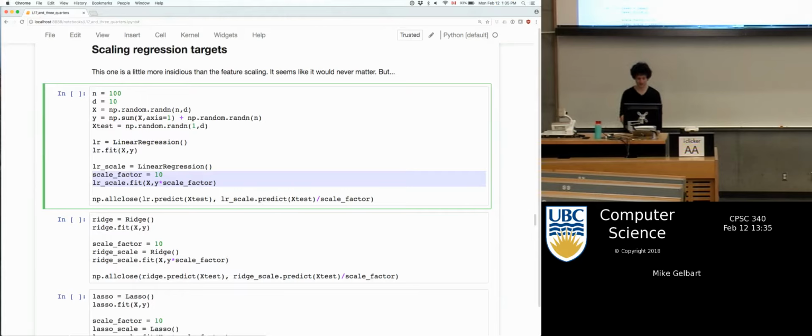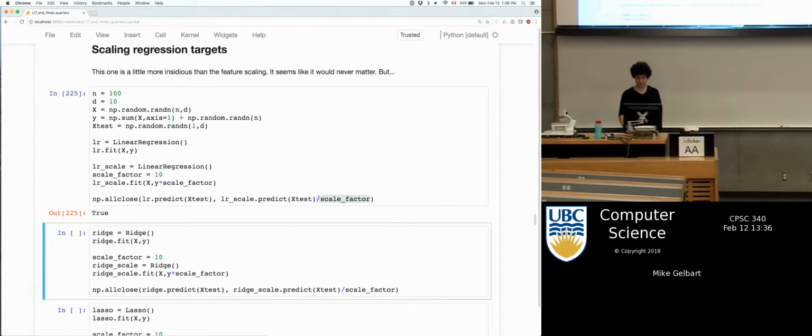And then I check, again, the same test I was doing before, except I take my predictions for the second one. So I took the y values and multiplied them by 10 during training. So when I make predictions, I better divide back by 10 to get the same predictions as I would have gotten, right? So that's why I have this divided by scale factor in the prediction. And now I'm going to see if they give the same result. What do you think is going to happen? Right. Not a big shocker, I guess.